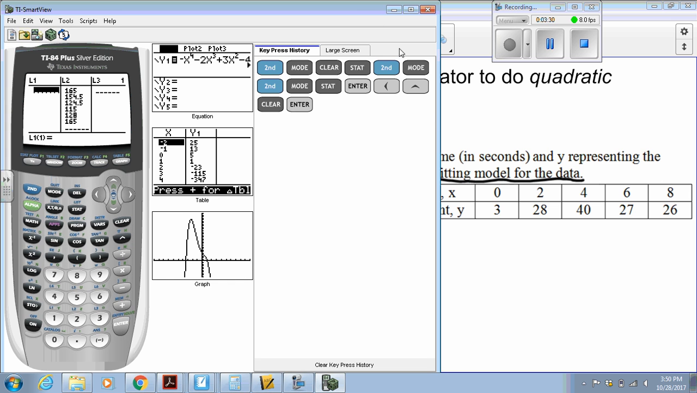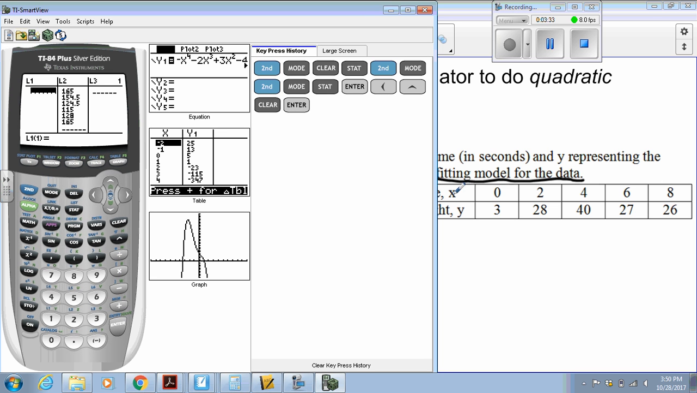So here I already have, if you kind of see on the screen, I have my X. Remember, that's our L1. And what we're going to do is plug all these values into our graphing calculator. So you press 0, and then to enter that in, you just press enter. Then we do the next one. 2, enter, 4, enter, 6, enter, and 8, enter. Now what we do is we have to put in the Y values, so 3, 28, 40, 27, 26. We need to plug that into our L2.